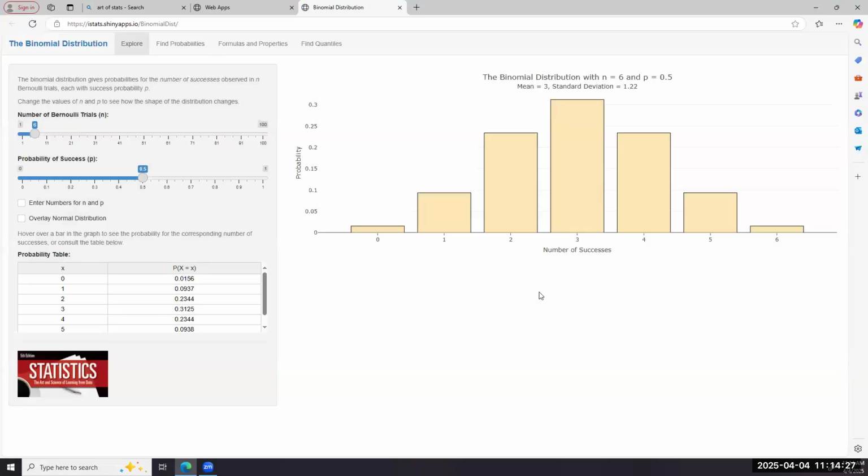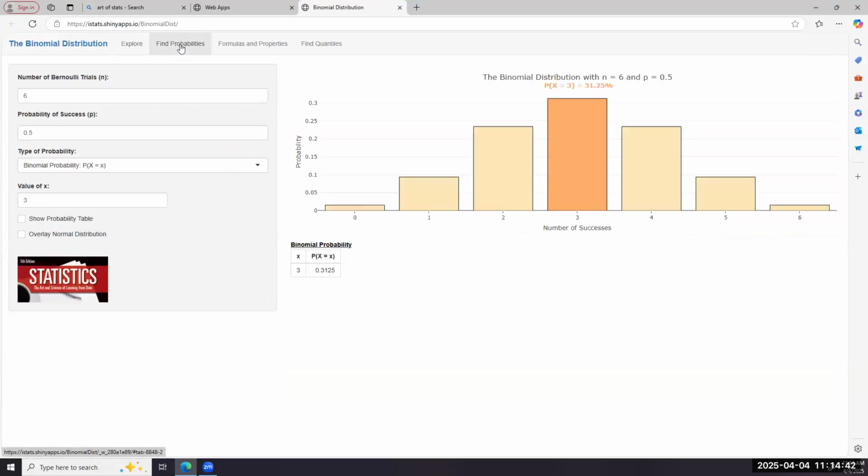Dismiss this. Okay, this is going to be the binomial distribution. It's a discrete distribution, so that's why the result is going to be a histogram. So you are looking for the probability. You click on here, find probability. If you want to find the probability, you have to give these numbers. The first part is the sample size. The second part is probability of success, which is P. So you put these numbers first.